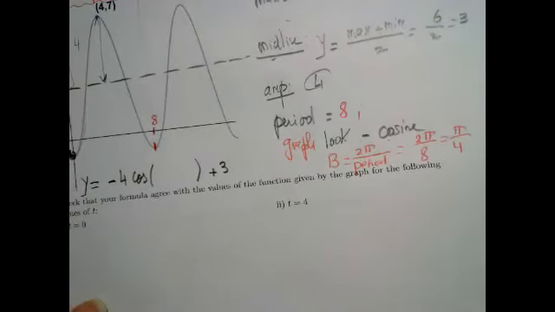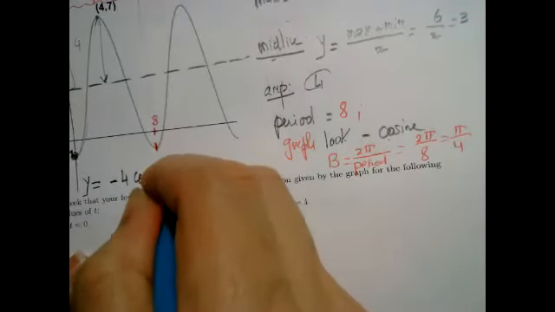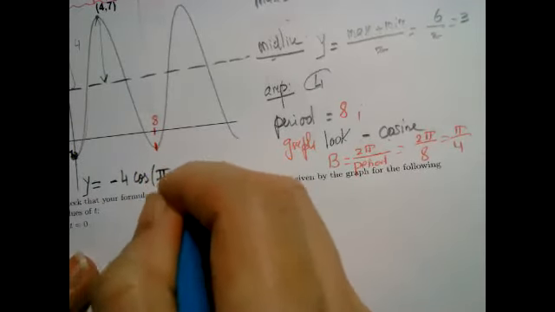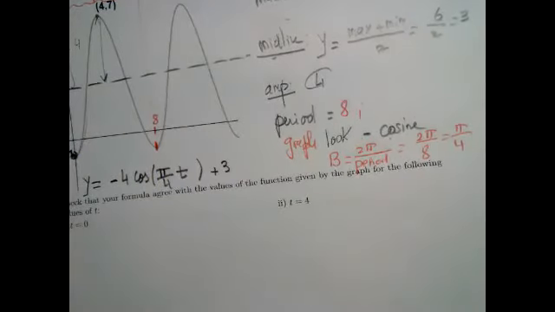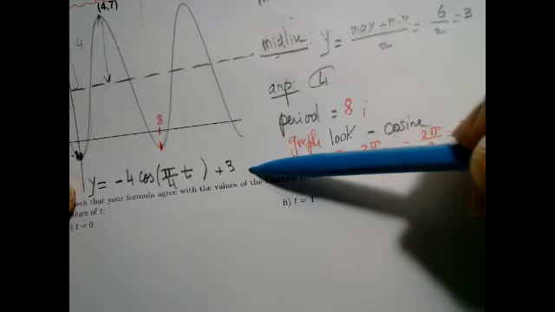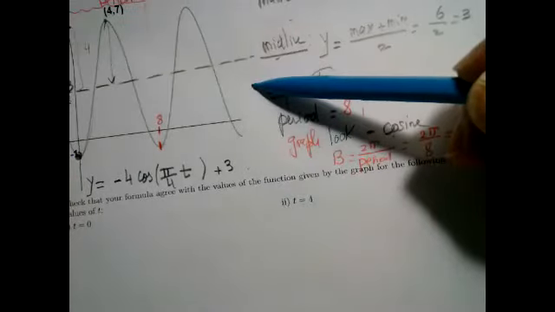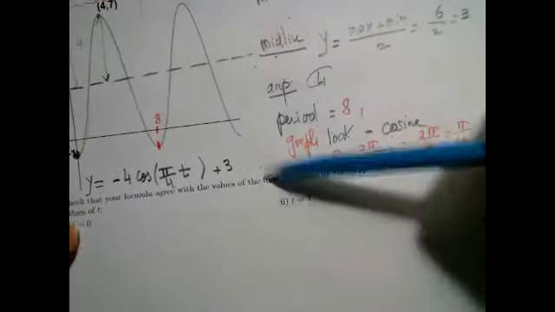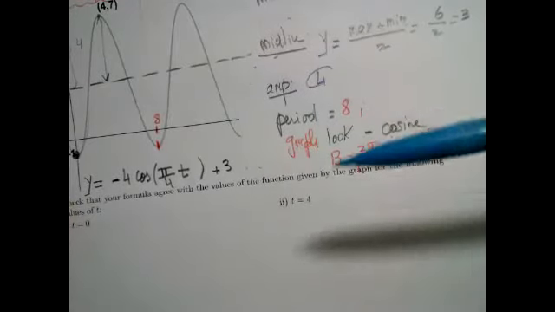Okay. So this is going to give me pi over 40 plus 3. It means if you take this function, you pick up your calculator and you graph it, you're going to get exactly that. So this represents this. So this is the formula for this graph.